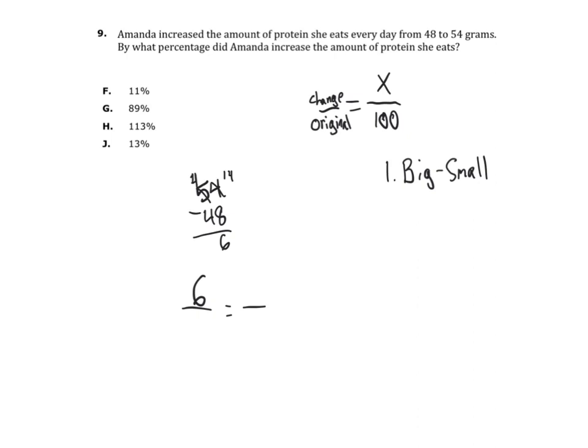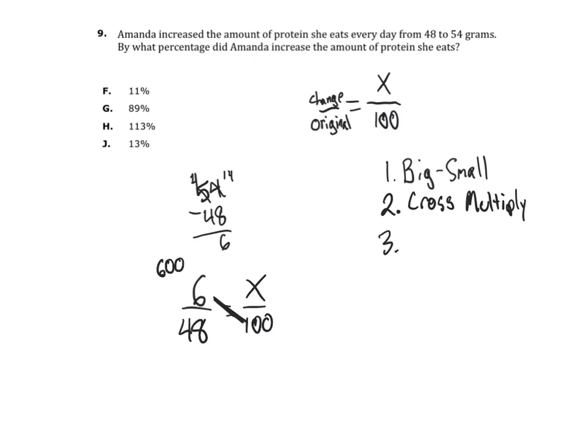Now, the original goes on bottom. The original is what it started out to be. So in our problem, it says from 48, so that means it started at 48. So that is going to be our bottom number. And then 100 is always on bottom and our X up top. So step 2 is going to be cross multiply. So 100 times 6, that's going to be 600.